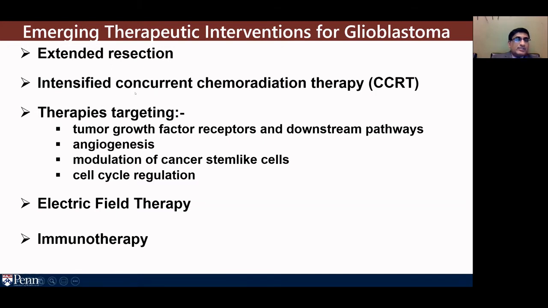The second modality to improve the survival outcome or quality of life is to intensify the concurrent chemoradiation therapy. Then there are certain therapies available which target different factors. One of them is growth factor receptors or downstream pathways or angiogenesis, or there are certain therapies which target modulation of cancer stem cells or cell cycle regulation. And then there are some new therapies available. These are called electric field therapies and immunotherapy. There are a large variety of immunotherapies available these days, but all of them are in the experimental stage.